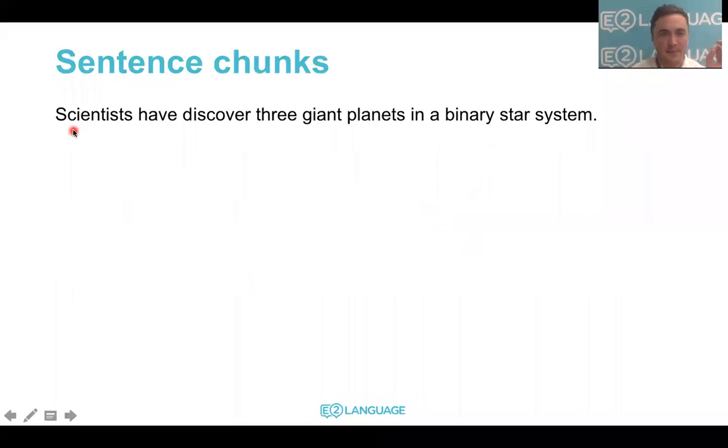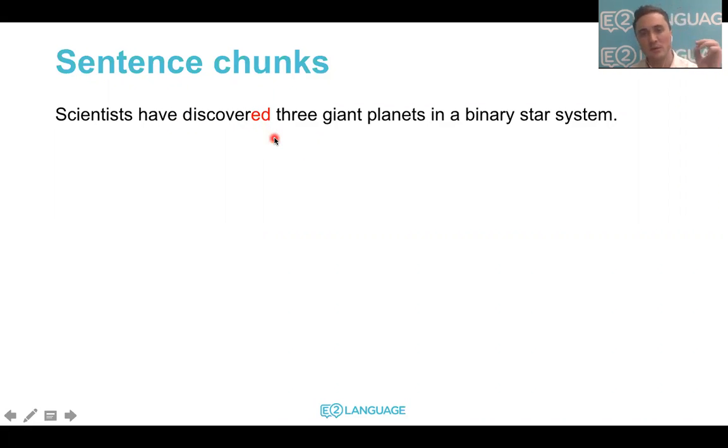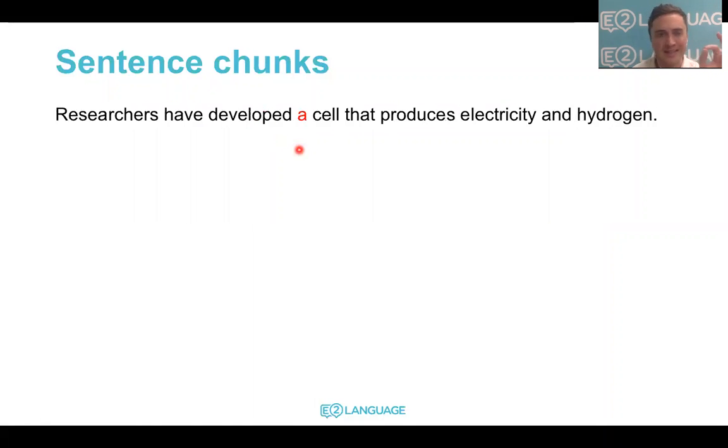Let me give you an example. This says, scientists have discovered 3 giant planets in a binary star system. This is wrong. Scientists have discovered. If you know your grammar, you will know how to do this. Each sentence you hear will be grammatical, therefore you should say it back to the computer grammatically.